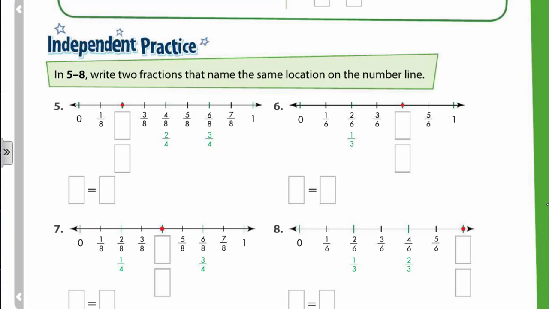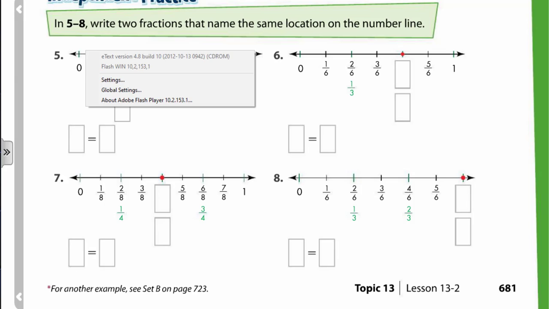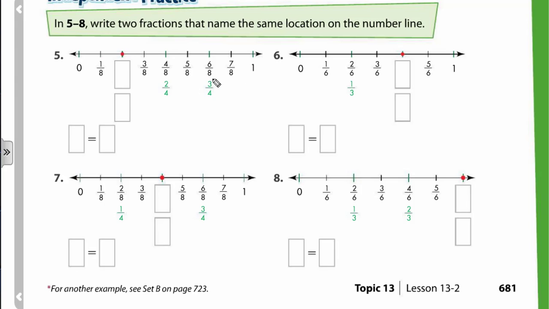Amir? I am here, teacher. Okay, in question number 5, go ahead. Question number 5. Okay. First, we should know how many of these. So we will count 1, 2, 3, 4, 5, 6, 7, 8.